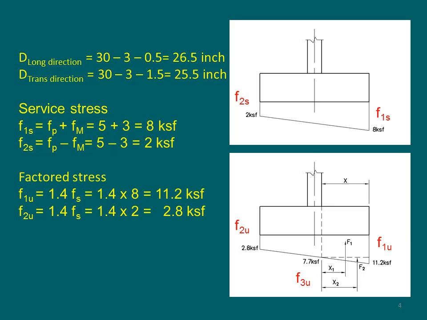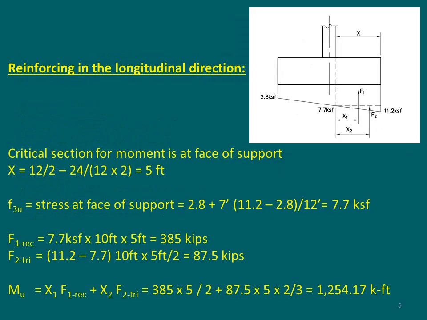So now the calculation that I need to do is find out the force F1 and x1, and also F2 and x2. Total moment at face of support is going to be equal to what? Now I have two forces, two moment arms. If you take the moment here at face of support, it's going to be equal to F1 times x1 plus F2 times x2.